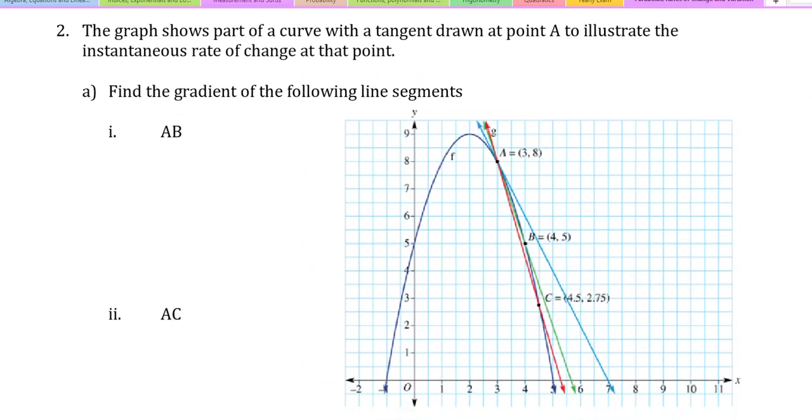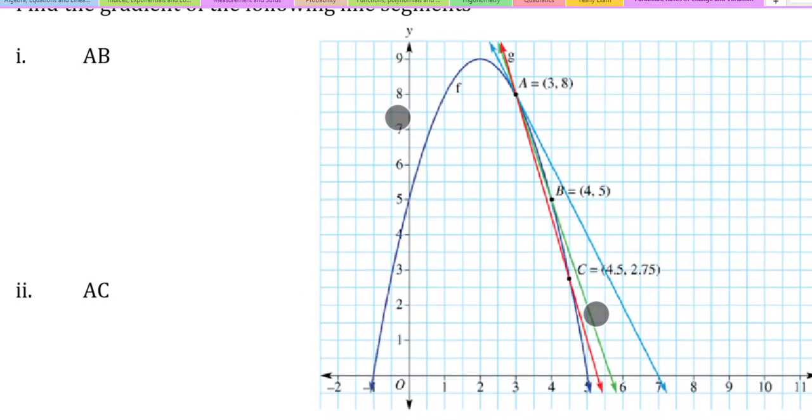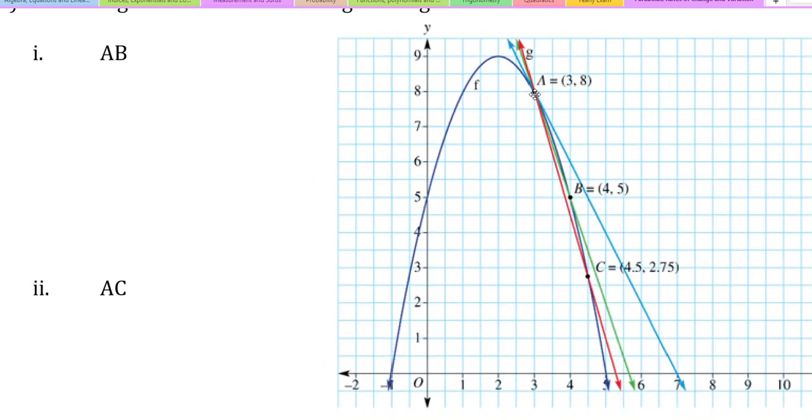The graph shows part of a curve with a tangent drawn at A to illustrate the instantaneous rate of change at that point. Find the gradient of the following line segments. So we want to go from A to B, which I'll zoom in a little bit here. So A to B, you can see that section there in green. So we have A is the point 3, 5 and B is the point 4, 5.